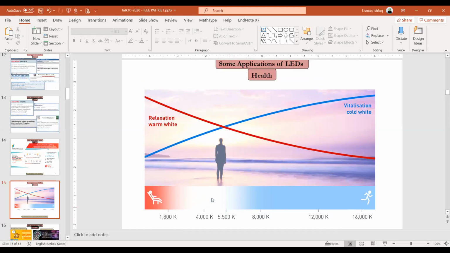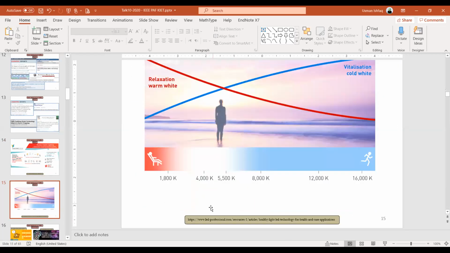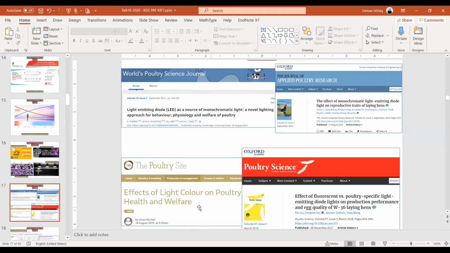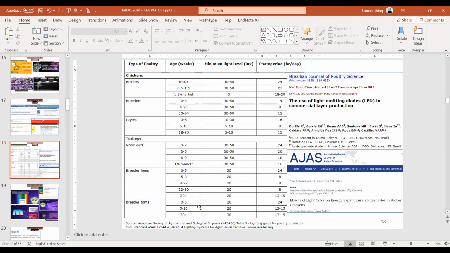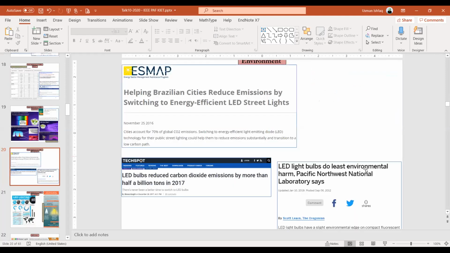Interesting. So just give me a second. I should remove this window from here. Lasers.